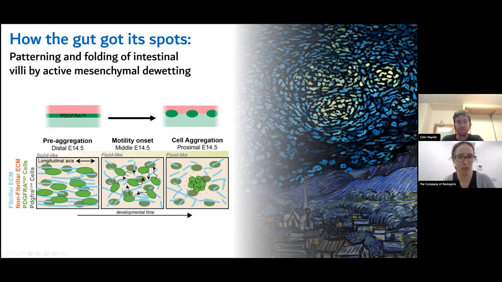Great. And then we have a question from James Glover. Says, great talk. What's the level of Wnt signaling in the PDGFR-high cell closest to the epithelium?